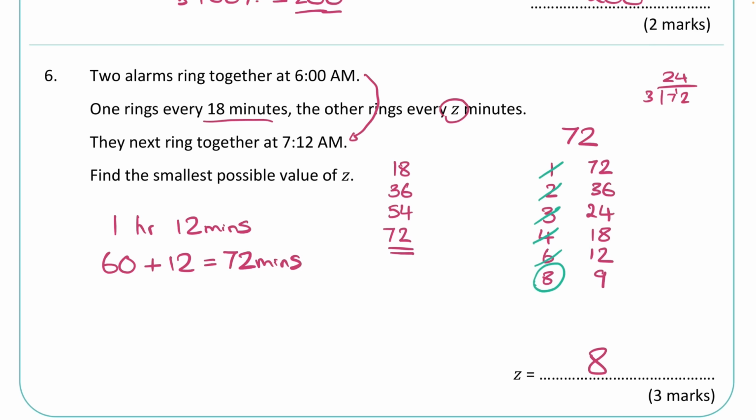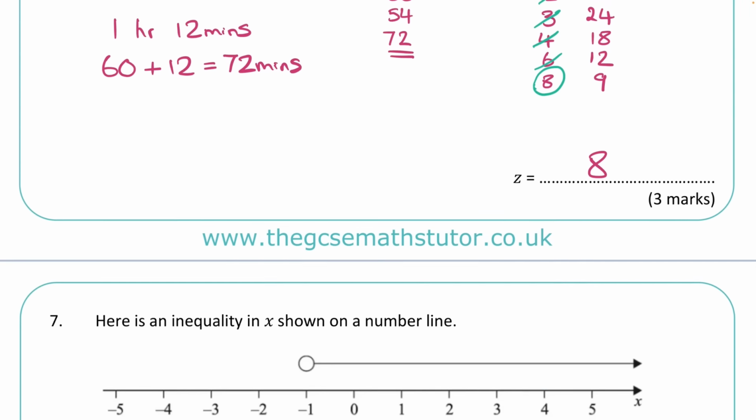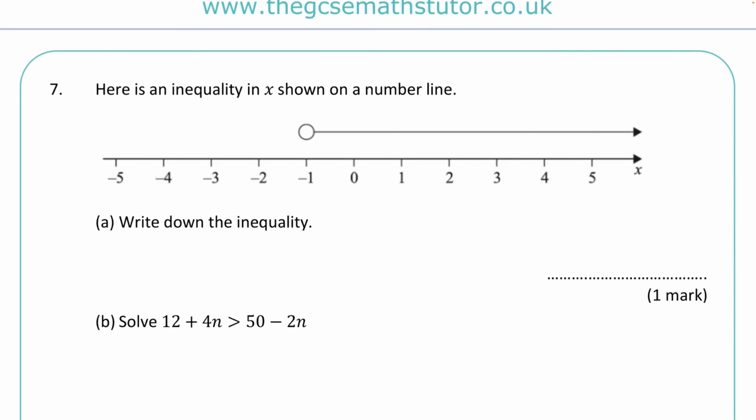So there we go. That's quite a tricky question. It's almost a reverse lowest common multiple question, giving you the actual answer to the lowest common multiple, the 72, and getting you to figure out what that number could have been. Okay, so there we go. A bit of a reverse lowest common multiple question.